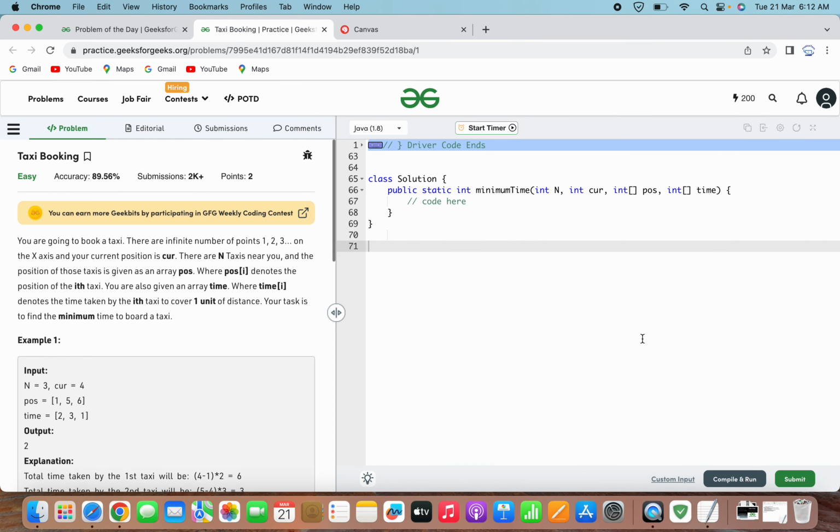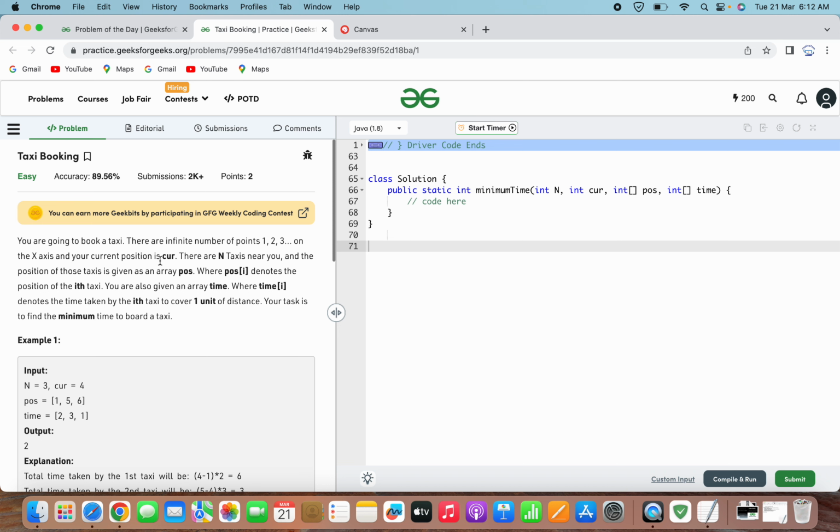Let's go through and understand the given problem statement. Given problem statement says you are going to book a taxi. There are infinite number of points 1, 2, 3 and so on on the x-axis, and your current position is current. There are n taxis near you and the position of those taxis is given in the array position, where position of I denotes the position of the ith taxi. You are also given an array time where time of I denotes the time taken by the ith taxi to cover 1 unit of distance. Your task is to find minimum time to board a taxi.